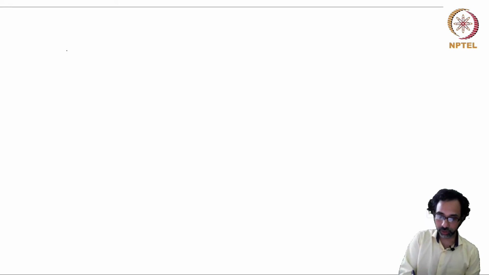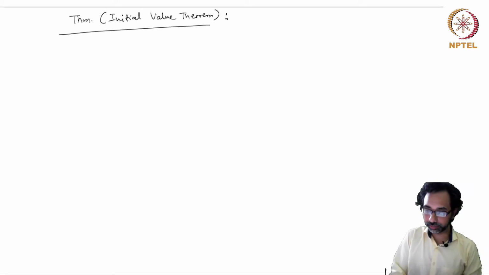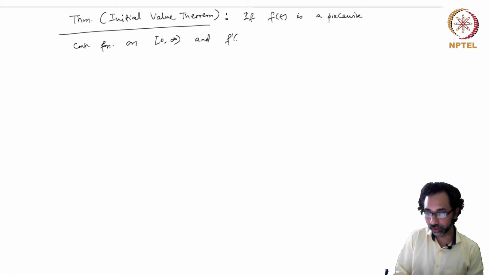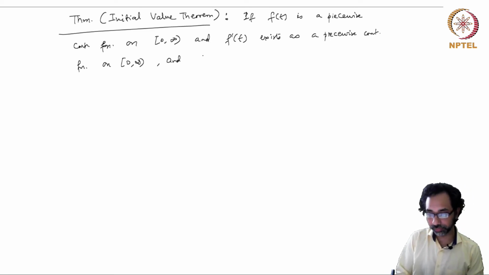So in this respect, we have two theorems. The first theorem is called the initial value theorem, and this says that if f(t) is a piecewise continuous function on this interval 0 to infinity, and f prime(t) exists as a piecewise continuous function also on this interval 0 to infinity, and f and f prime are of exponential order.